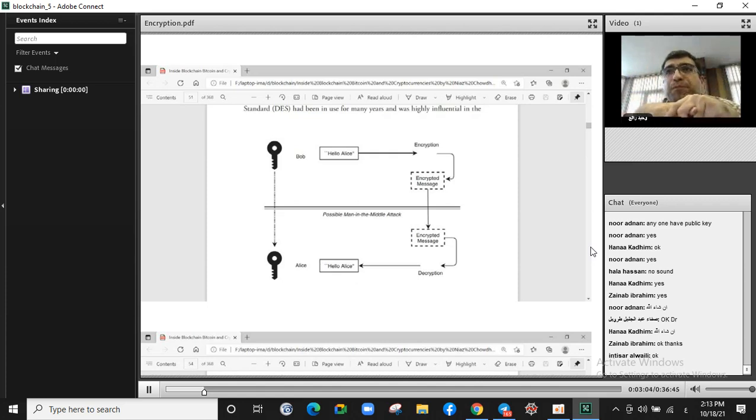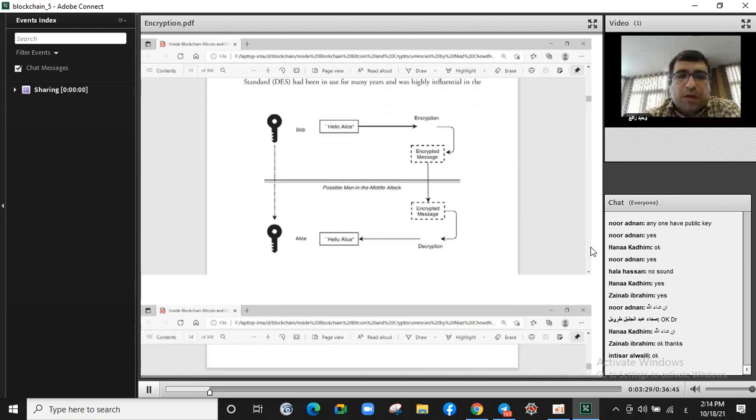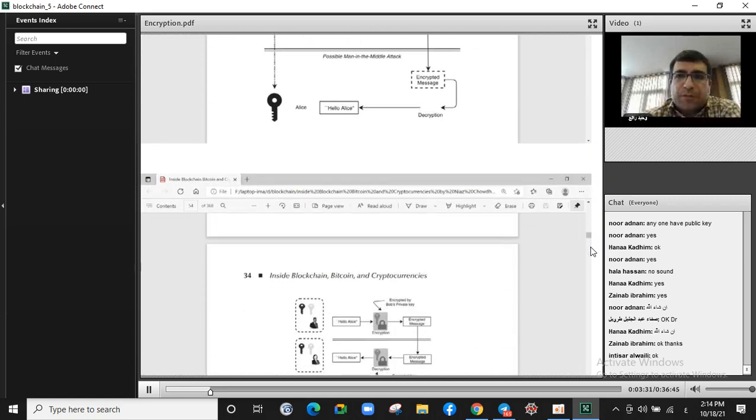But private key is a personal key, is a secure key. Okay, only one person knows the private key. So everybody knows only his or her private key. This is called asymmetric cryptography.